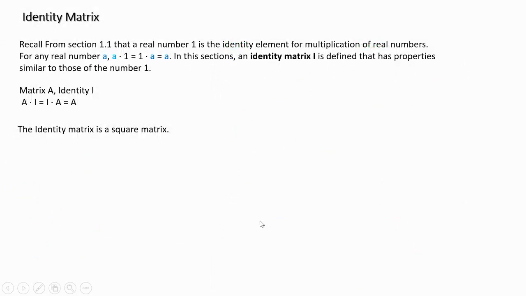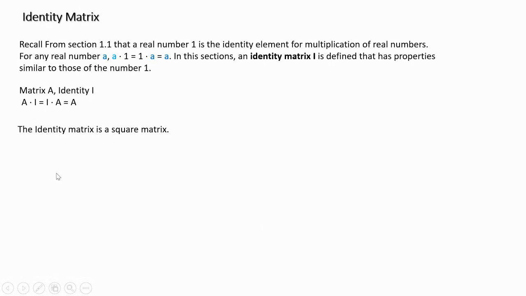Now, this is called the identity matrix. Recall from section 1.1 that the real number 1 is the identity element for multiplication of real numbers. For any real number a, if you multiply a times 1, it's the same thing as 1 times a, which is equal to a. In other words, if you multiply any number times 1, the answer will be that same number. In a similar fashion, the identity for the matrix is denoted by I. I is the identity, and it has similar properties. For example, matrix A times the identity is equal to the identity times A is equal to A.